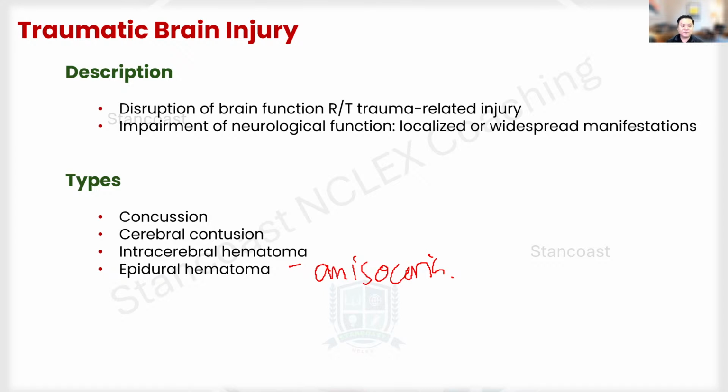Now, for the subdural hematoma, what do you think about this one? This is the bleeding between the dura and the arachnoid layers of the brain covering. And this is, of course, caused by the tearing of the veins.